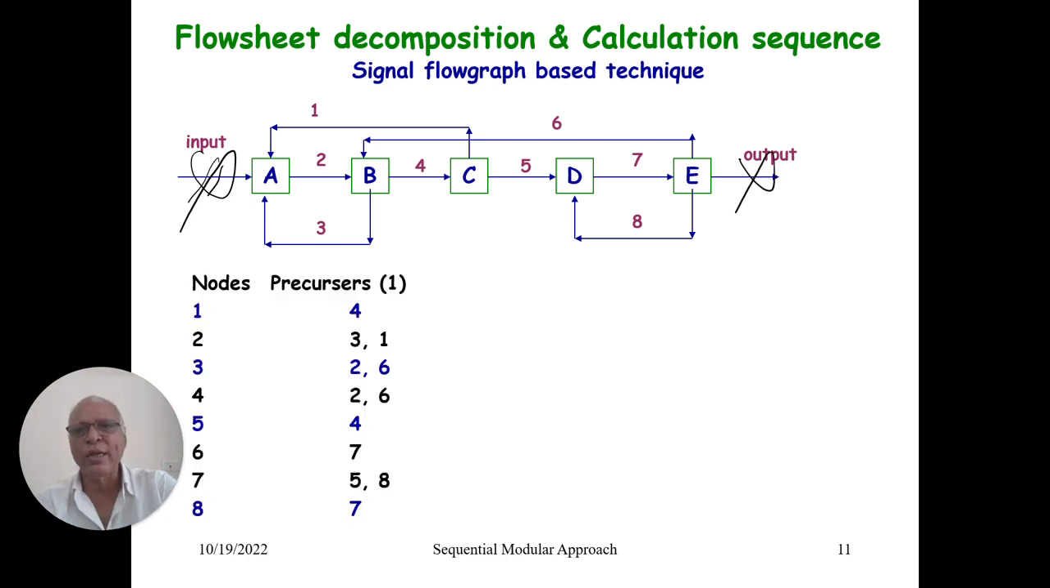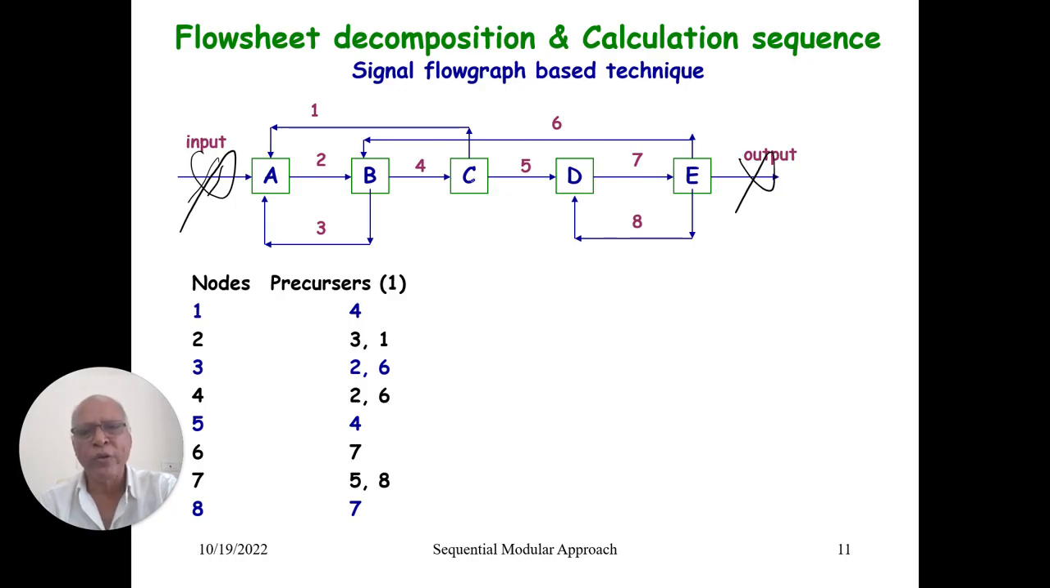So these are considered to be nodes, or you call it by any other name, it doesn't matter. Now you need to write the precursor. What I mean by a precursor is, in order to calculate a particular stream, what are the corresponding input streams for that stream? In other words, suppose you consider 1, the output stream from unit C. In order to solve unit C, only then will you be able to calculate 1.